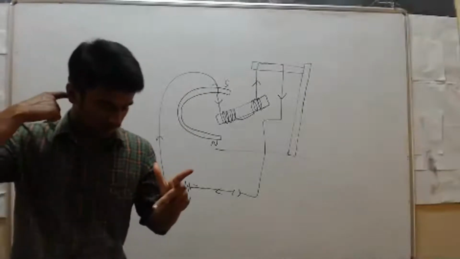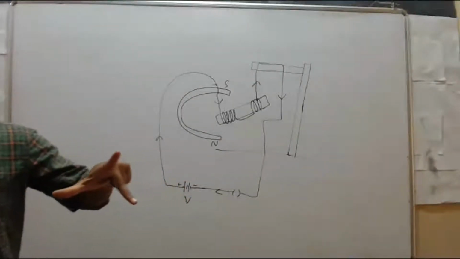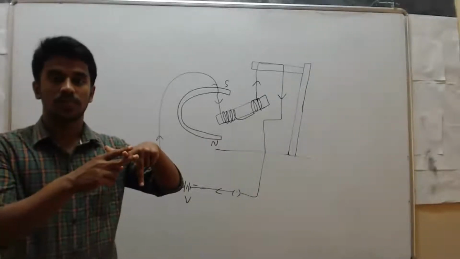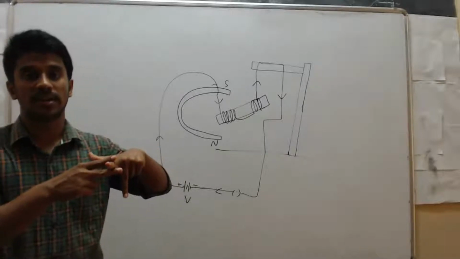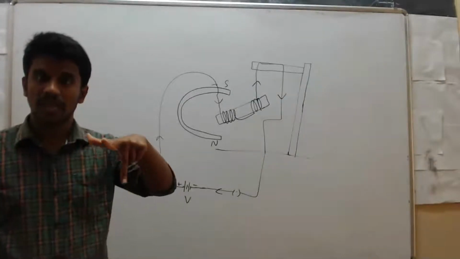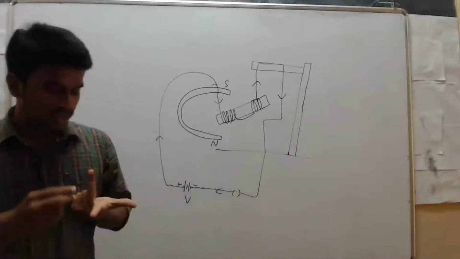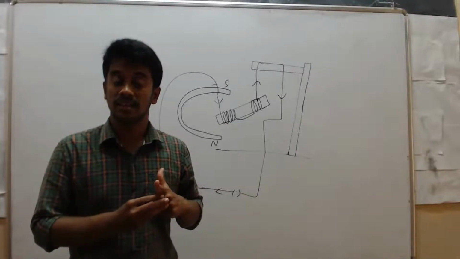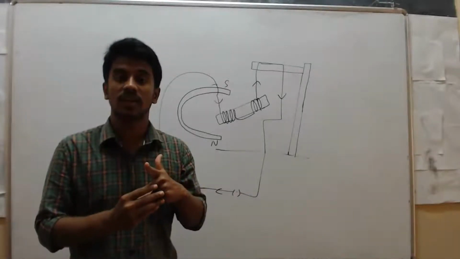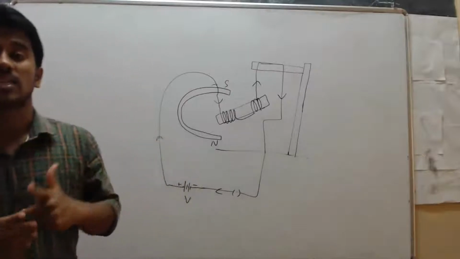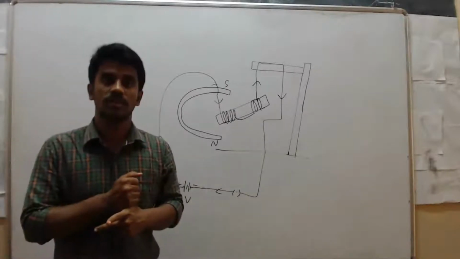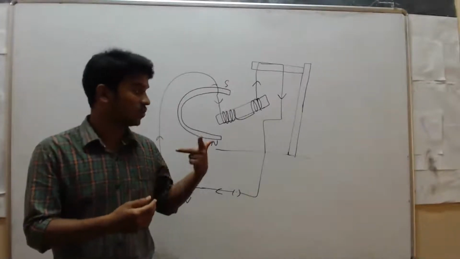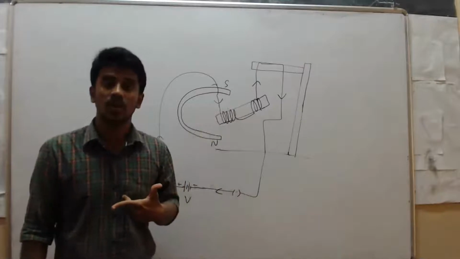Clear? Now see here, this forefinger represents the direction of the magnetic field. This middle finger shows the direction of the current. Then what about this thumb? This thumb shows the direction of the force, or in which side that conductor will move.